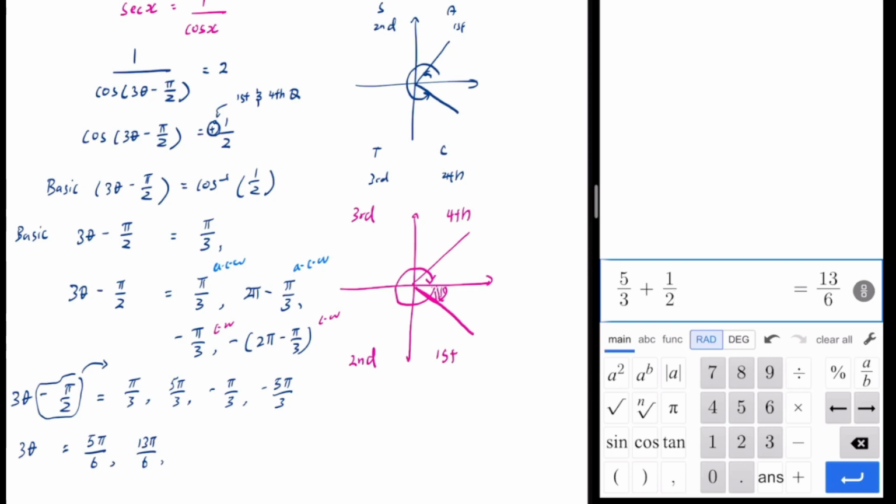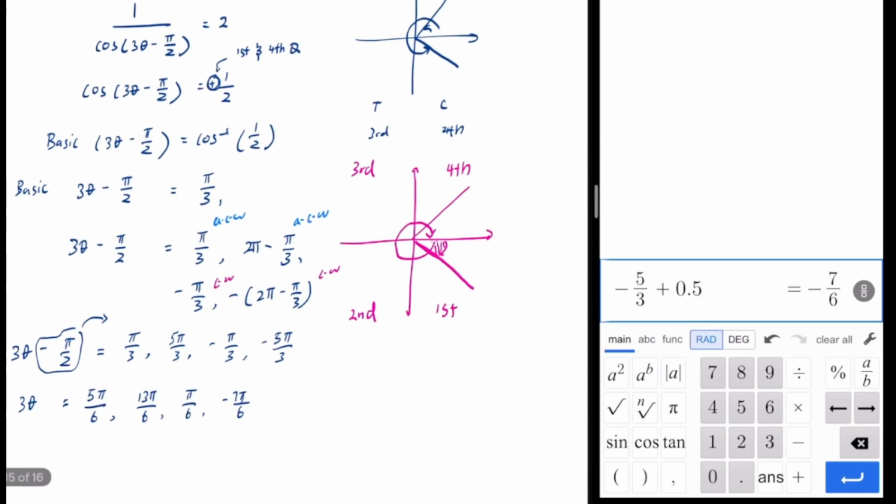Okay, the other ones, this time it will be a little bit different. So it's 0.5 plus negative 0.5, sorry, 0.5 minus 1 over 3. I believe that's the correct one, right? So this is going to be pi over 6. And then negative 5 over 3 plus 0.5, you're going to end up with minus 7 pi over 6. But is that the end? Of course not. You have to divide everything by 3 in order to get theta.